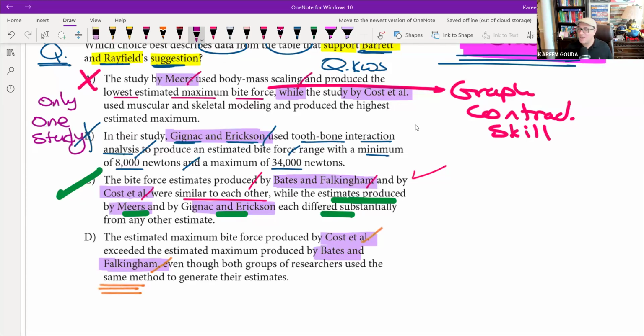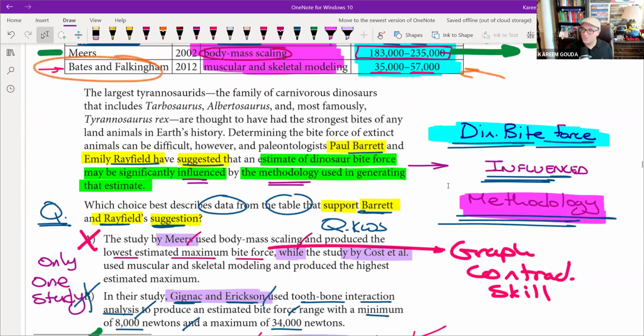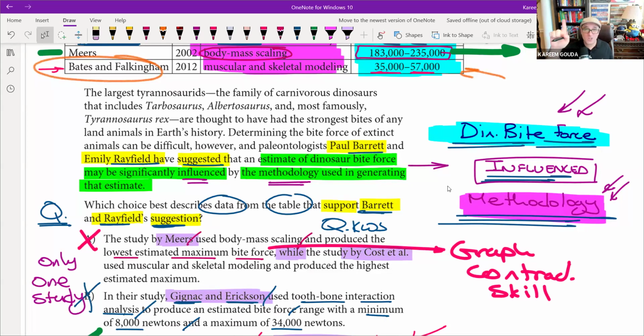And why is that wrong? Because our question keywords was that dinosaur bite force is influenced by the methodology used. So if you change the method, you will change the force. And you can't change the method if you're just talking about one group of scientists or one row in the table. So that's why B is wrong.